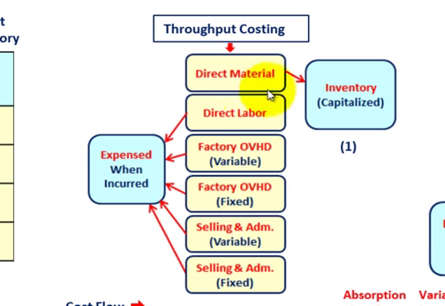But nonetheless, when we're talking about these inventory costs that are being capitalized, we're really talking about our direct materials, our direct labor, and then both the factory overheads, variable and fixed, and also those selling and administration amounts, variable and fixed. So throughput costing, the only thing that gets capitalized is the direct material going into our inventory. Okay, so that's the least cost method that we use for evaluating our inventory.